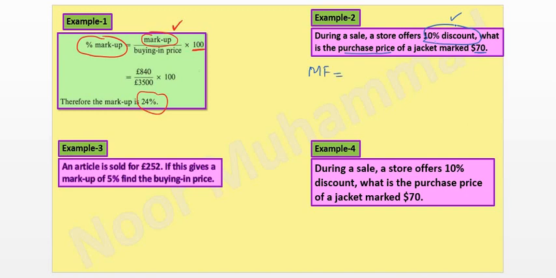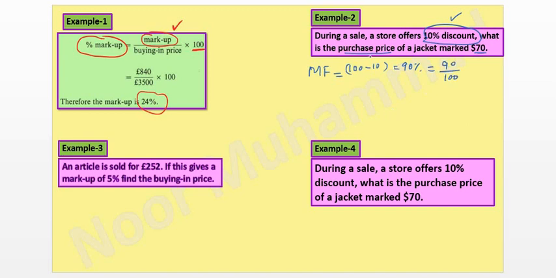So what is the multiplying factor? Because it's a case of decreased percentage, what we are going to do is subtract this 10 from 100. It will give us 90. So it's actually 90%. And then you will change it into a fraction, 90 out of 100.